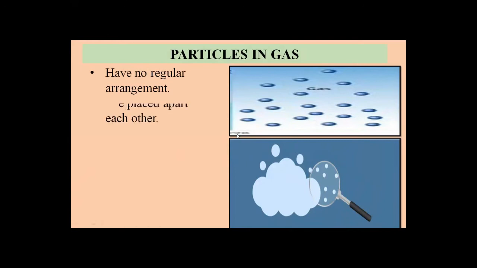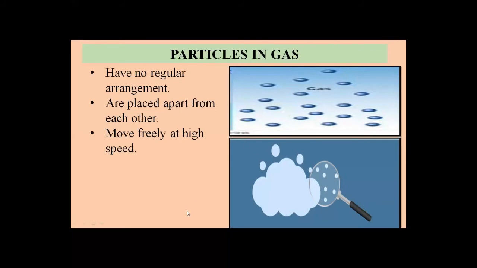The second property: the particles do not attract each other much. Because the particles of the gas are so far apart, there is a very weak attraction between them. That is why a gas spreads out quickly in the space available to it. They move freely at high speed, because they are placed apart from each other.